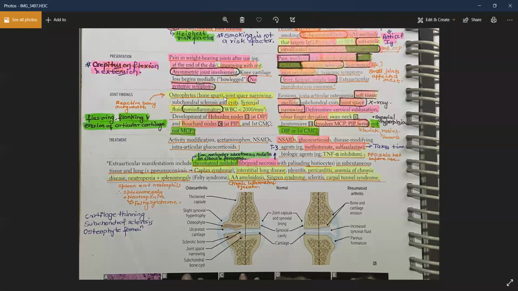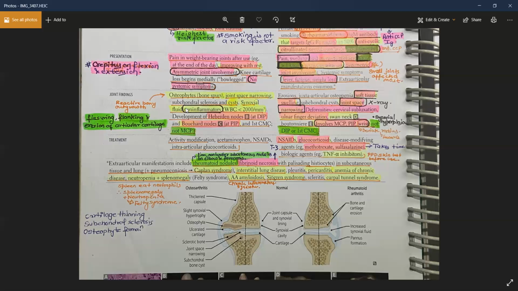Because of loss of cartilage, the joint space will become narrowed. Subchondral sclerosis would be there. Very important. You can have cyst formation also. Synovial fluid examination is a non-inflammatory type, which means the WBC count will be less than 2000. While in inflammatory conditions, like rheumatoid arthritis, you can have the WBC count of more than 12,000 also, right?